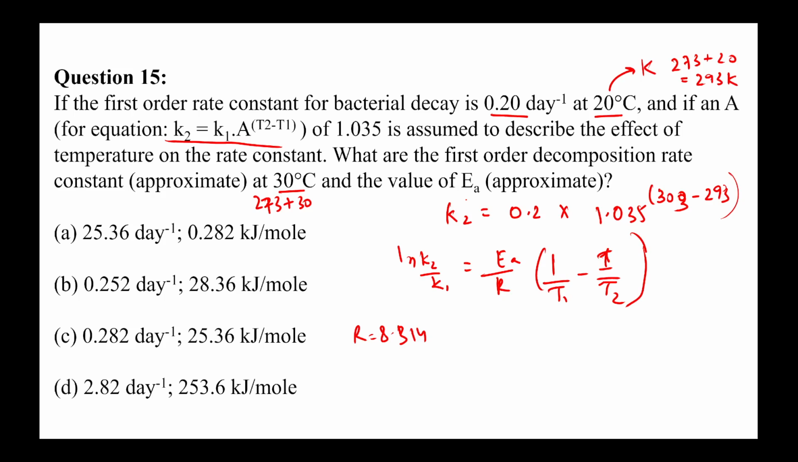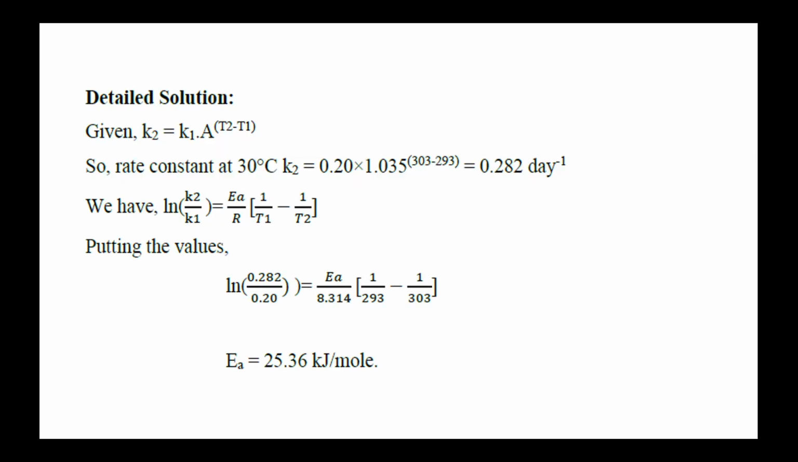Recheck your calculation. You should get the answer. You should get the value of K2 as 0.282. And once you solve for EA, that should be 25.36.